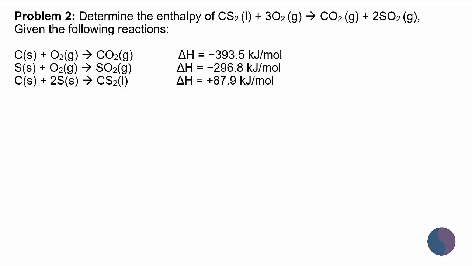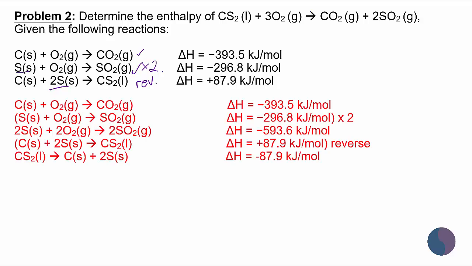Okay, so just trying one where we're doing the timesing as well. So let's just say we can't do this, and we want to know what the enthalpy for this is. But we can do these equations. So the carbon dioxide is on the correct side. The sulfur dioxide is also on the correct side. And this one here, CS2, is not. So we have to reverse that one. And then we've still got a 2 here, so we're going to have to times that one by 2 as well.